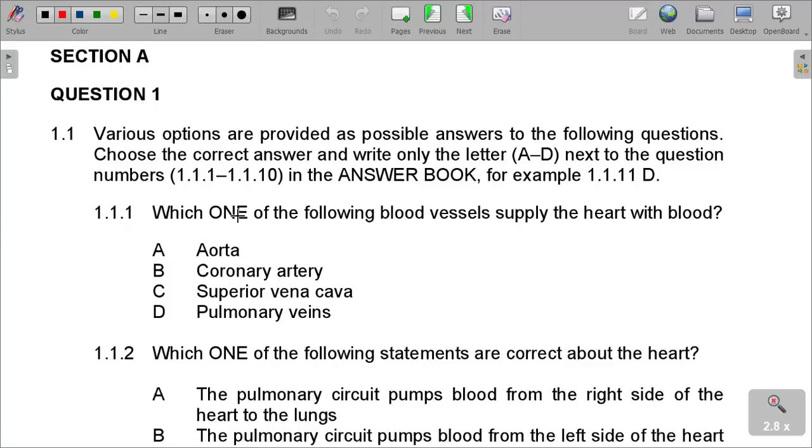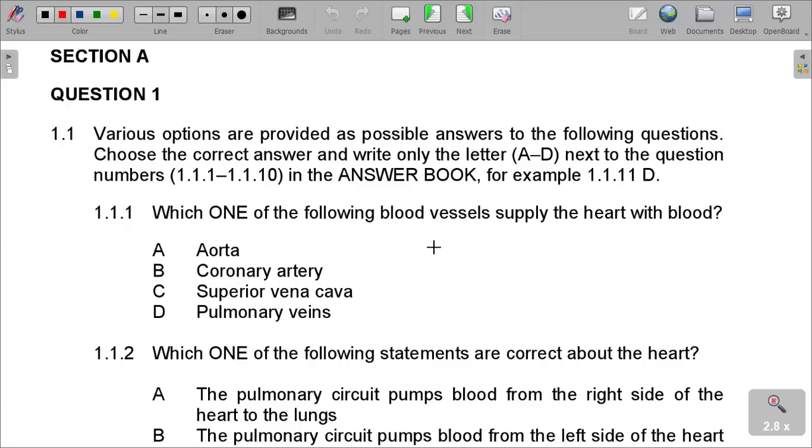With number 1.1, for me here, I'm going to be marking the answers only, and at the same time I'll mark here and then write it also there for you to make sure that you don't get answers wrong and get all the answers clear and straightforward. Question 1.1. Which of the following blood vessels supply the heart with blood? A. Aorta. B. Coronary artery. C. Vena cava. D. Pulmonary veins.